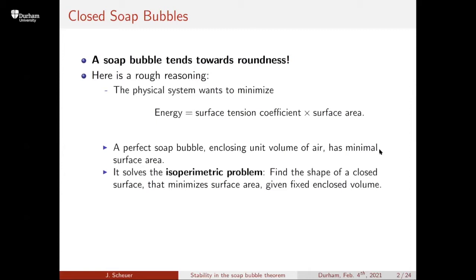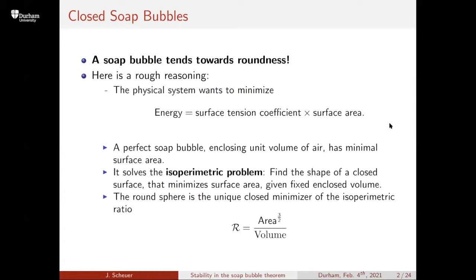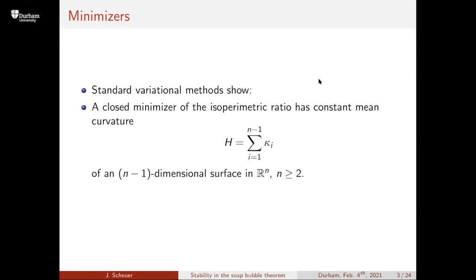In mathematical terms, it is minimizing the isoperimetric ratio, which is area to the 3/2 over volume, just to make that quantity scaling invariant. So any sphere would be a minimizer of the problem. Now we look at minimizers, and you can calculate from standard variational methods that a closed minimizer of this ratio always has constant mean curvature. This is valid in every dimension. You can look at curves or at higher dimensional hypersurfaces of any Euclidean space.